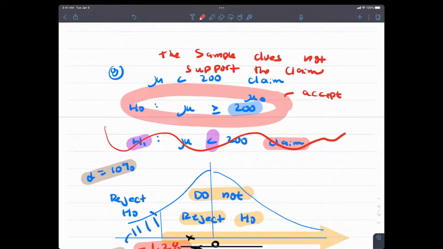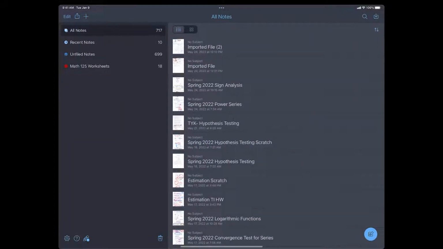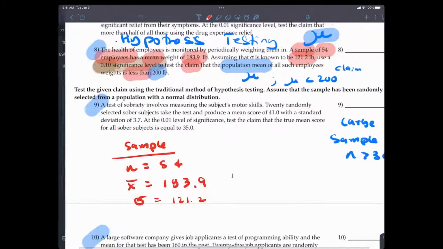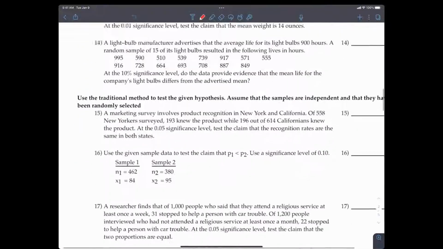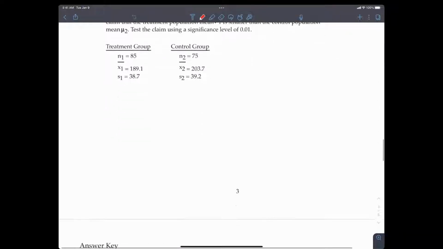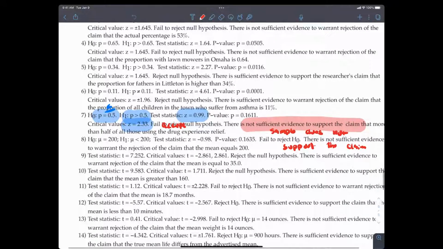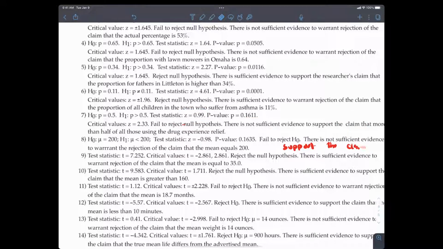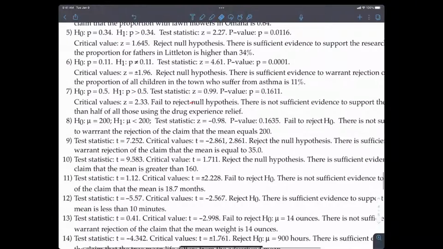Okay, the claim was crossed out. The sample does not support the claim. So now let's check, ladies and gentlemen, this is question number 8. Let's check these solutions here. So this is from past homework. Let's see what the solutions, people who wrote this down, say.